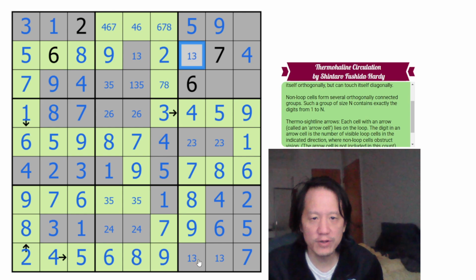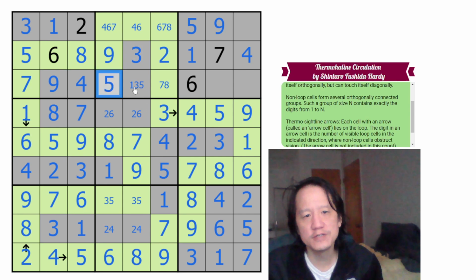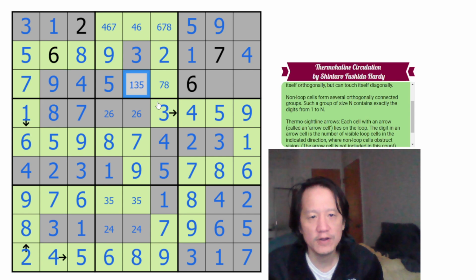We have a 1, 3, 1, 3 pair in column 7, which eliminates 1 and 3 from the rest of the column, which makes that 2, which makes that 3. This can no longer be a 3. Therefore, this must be a 1, which makes that a 3, which makes that a 1, which makes that a 3. This can no longer be 3, so this is 5. This can't be 3 or 5, so this is 1.